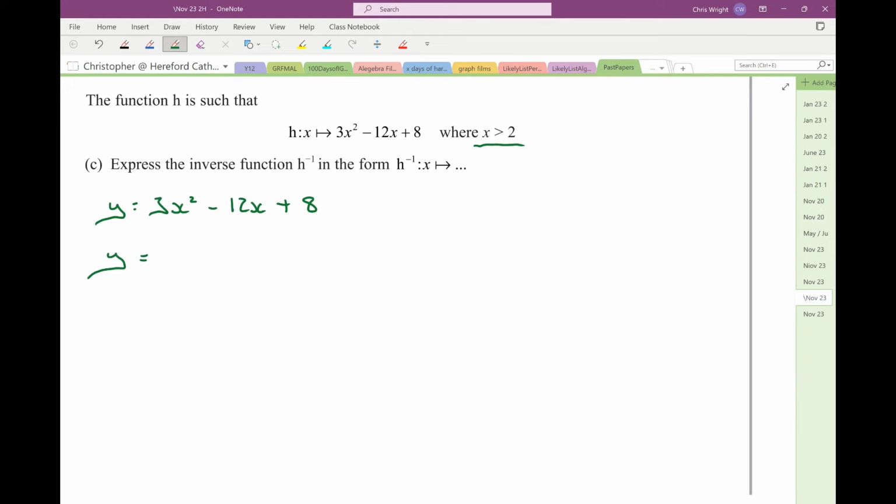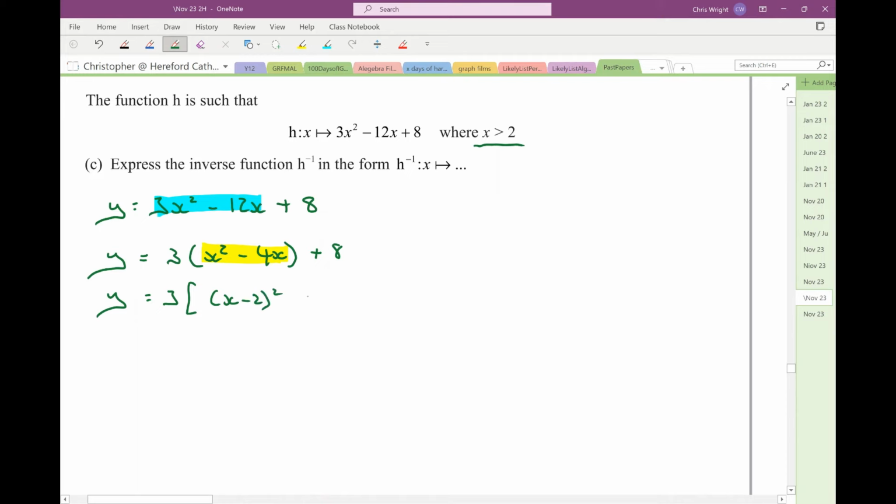When I complete the square here, I'm going to take out a 3 first, because then I'll be dealing with a unitary x squared. So 3 minus 4x, close the bracket, copy down the plus 8. And now I'm simply going to complete the square on that bit there. So I'm going to have 3, open a square bracket, x minus 2 squared minus 4.